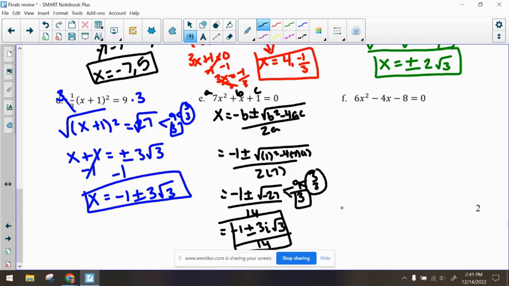That is my answer. And finally, on the last one, I'm thinking this one might be quadratic formula too. We do have to check though. The thing that I do notice though is there's a big GCF that we can take out first. All three of these numbers have 2 in common. So when I take that out, I have 3x squared minus 2x minus 4 equals 0.